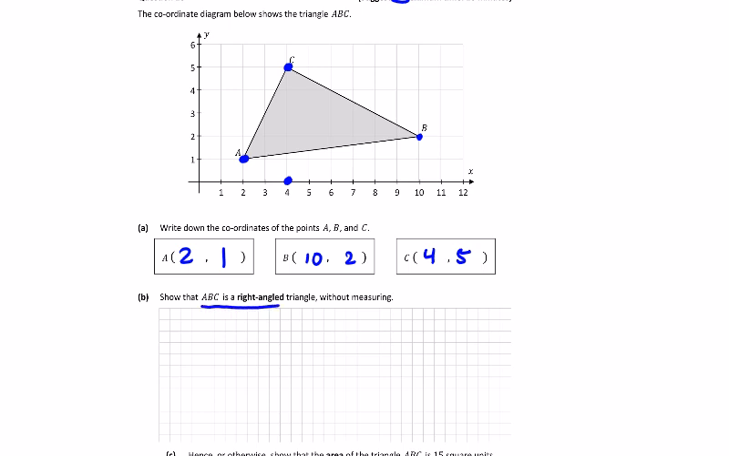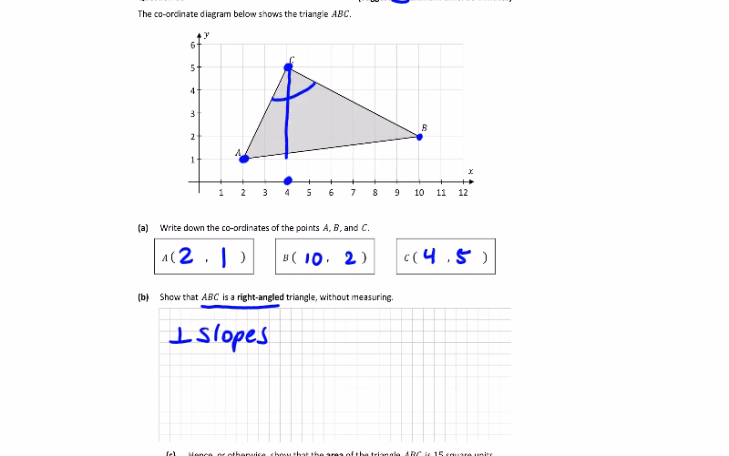Show ABC is right angled without measuring. So that's perpendicular slopes. We've had this already. So you should be able to do this. So we want the angle ABC. Show that ABC is right angled. So it looks like this one is the right angle. It has to be, doesn't it, if it is right angled.